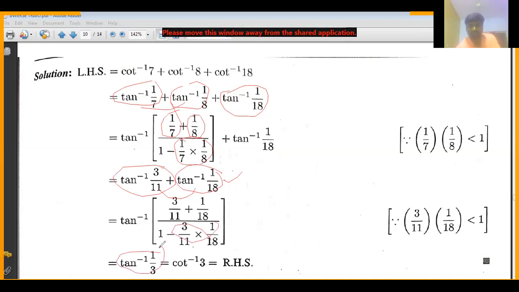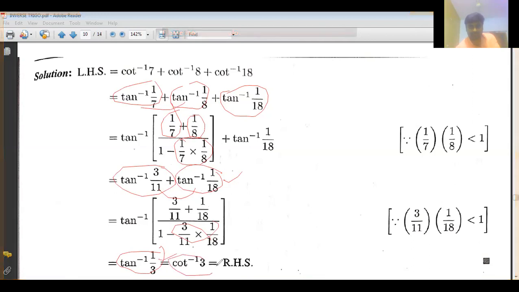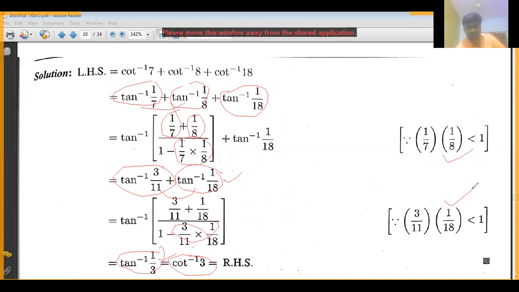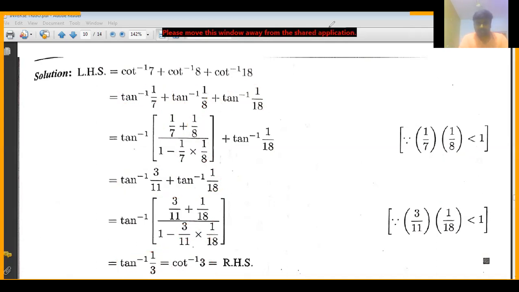But the result was asked in cot inverse. Obviously we can write that result in cot inverse. Tan inverse of 1 by 3 becomes cot inverse of its reciprocal. What is that? 3. Clear? Everywhere you have to observe this. Always check whether xy is less than 1 or not. In most cases, xy less than 1 only will be given. Clear? So let us go for the next problem in this.